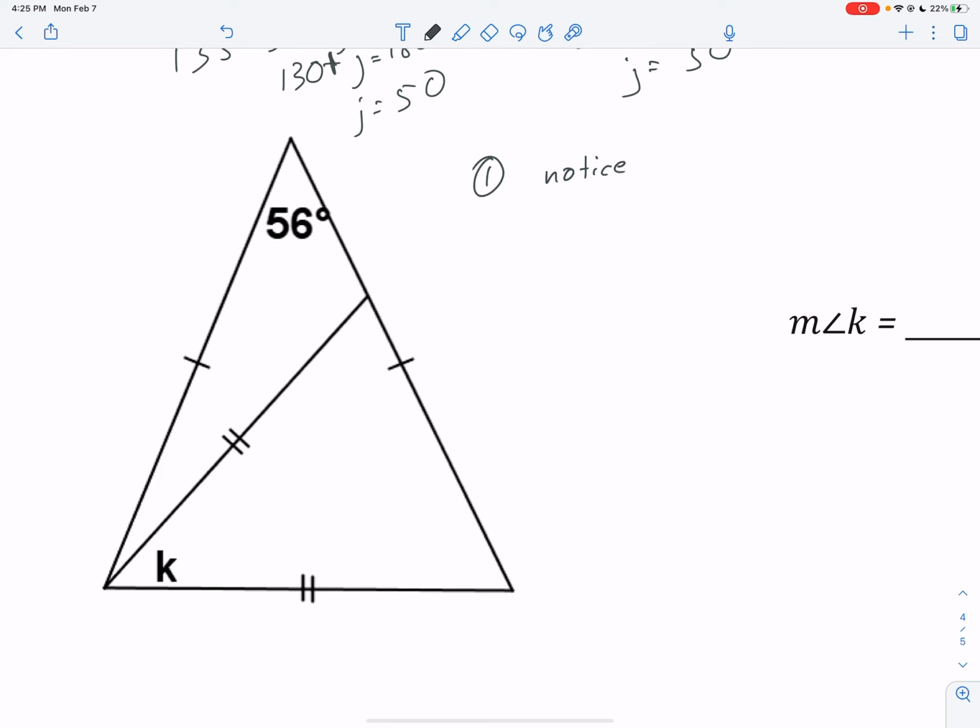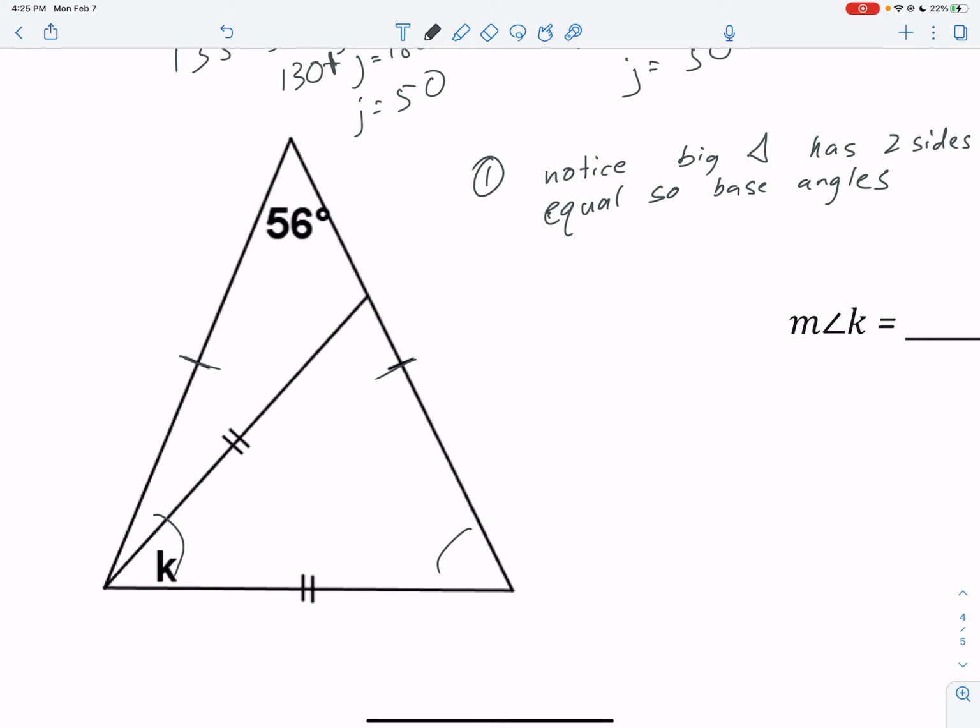Notice the big triangle has two sides equal. So, base angles. What I mean by base angles is that these two sides are congruent, which means that the angles that connect the congruent side with the side that's not necessarily congruent, those two are equal. So, base angles are congruent.